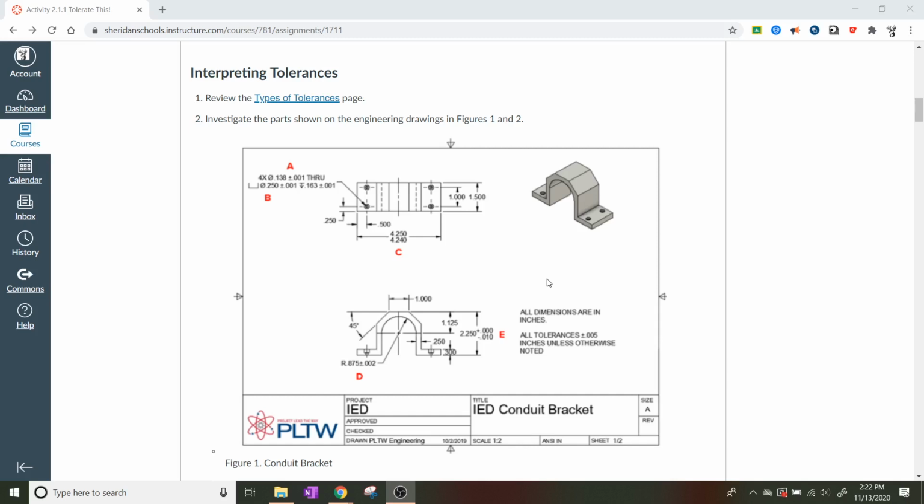So this isn't bilateral, this is a unilateral tolerance, and that means that our upper limit is just going to be the actual value of the thickness of the conduit bracket itself, 2.25, and the minimum value is going to be 2.25 minus this 10 thou. So I think that's all of them that we have here, A, B, C, D, and E.